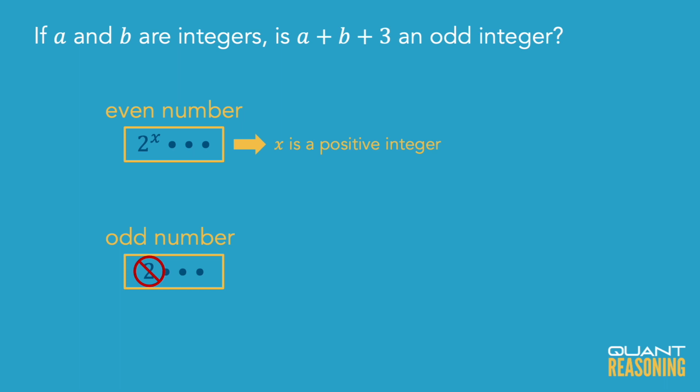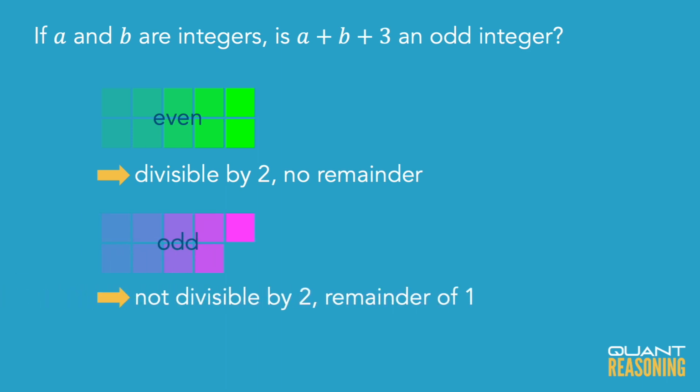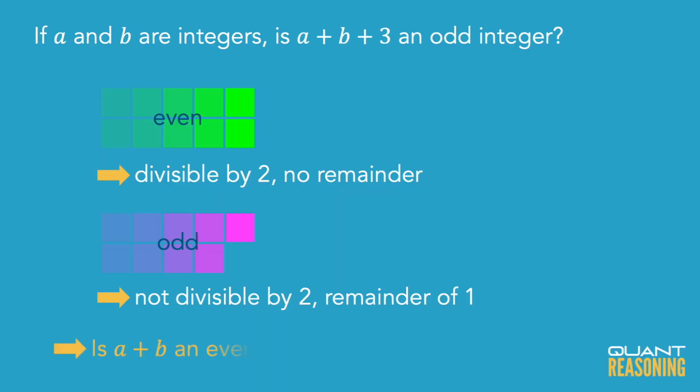The other way to think about odds and evens is as follows. In the world of divisibility by 2, an even number does not have a remainder. The remainder is 0. An odd number does have a remainder, and that remainder is 1. So again, the question wants to know whether a plus b plus 3 is odd. I would suggest subtracting 3 from both sides of that equation and just asking, is a plus b even?